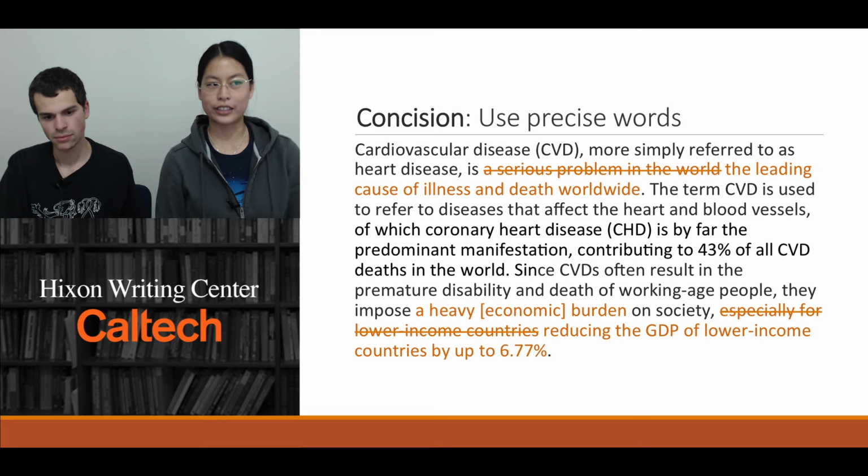So this example stayed on topic and the sentences flow well, but it can still be improved. One way is to use precise words. So in this example, it helps to cite the facts. Instead of saying that heart disease is a serious problem, you can state that it is the leading cause of illness and death in the world. Similarly, instead of calling it a burden for lower-income countries, you should specify that the burden is economic and cite the statistics to support the assertion.